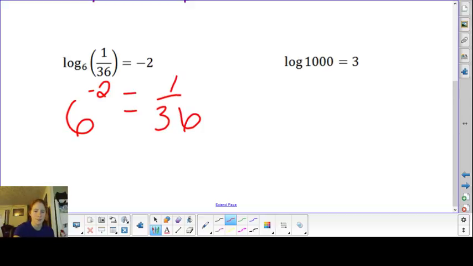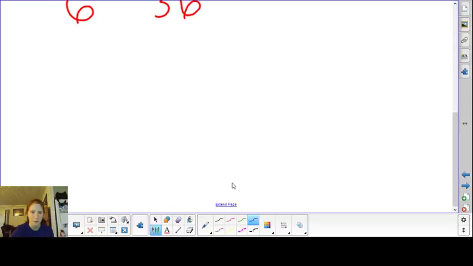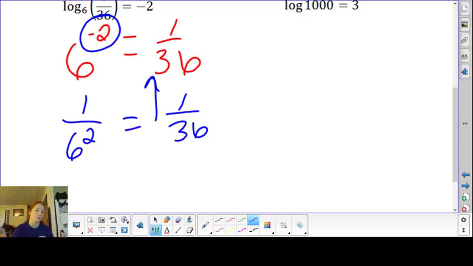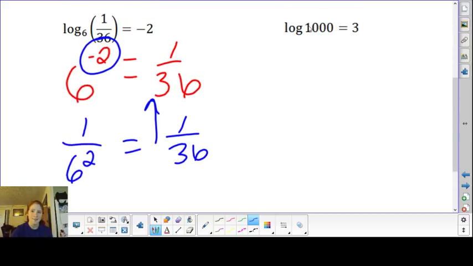Which is it? Well, remember, we don't like negative exponents. To make them positive, we go ahead and put them in the denominator. So it's like saying 1 over 6 squared, and what is 6 squared? It's 36, which is exactly what we have above. This one, again, has an invisible base, so the base here is 10. So it's 10 cubed, which is equal to 1,000.